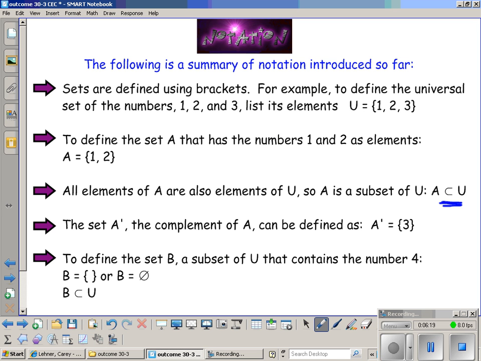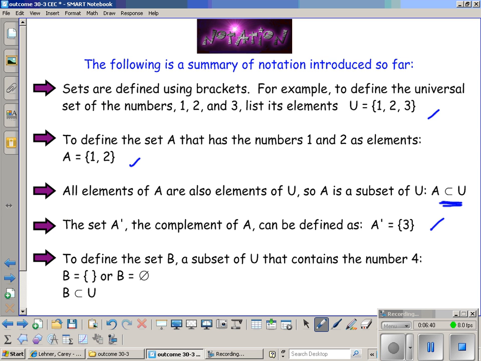The set A prime is the complement of A, and we can define it as A prime equals {3}. Because if we think the universal set was 1, 2, 3, and A was just 1 and 2, what's left over? Just 3, so that's the complement.